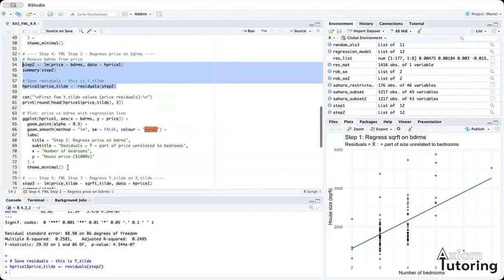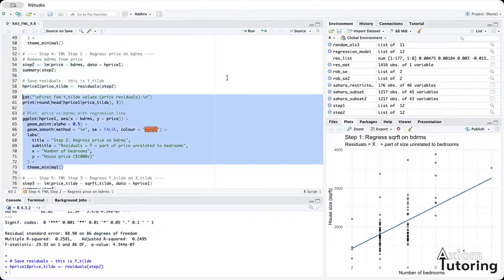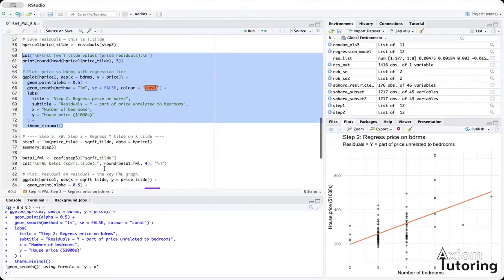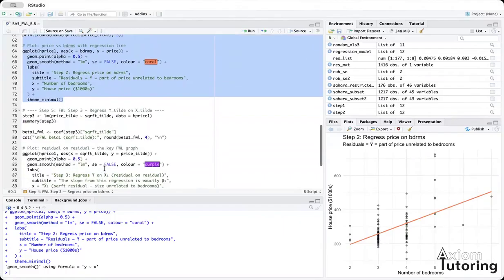We can do exactly the same thing to see what the relationship looks like and to see some of the values of the residuals out of this regression. And as you can see here, this is not as steep as the previous one, and the y tilde would have taken the part of price that is now unrelated to the number of bedrooms. The last step would have been to regress the y tilde on the x tilde.